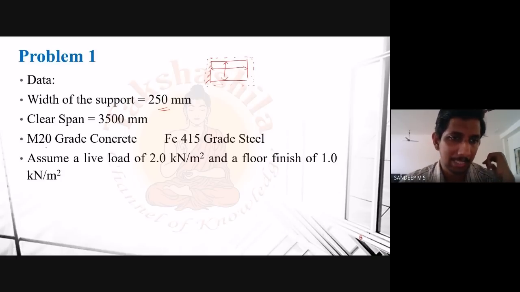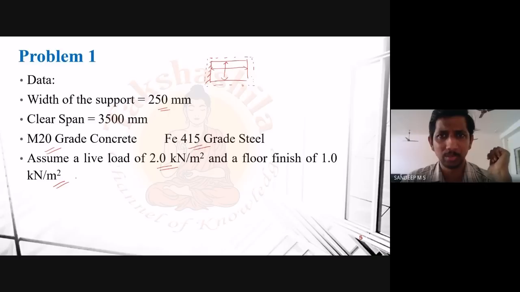Now, it is mentioned that we have to use M20 grade concrete and Fe 415 grade steel. Let's assume that a live load of 2 kilonewton per meter square is acting on this, and a floor finish of 1 kilonewton per meter square is again acting on this. What do you mean by floor finish?